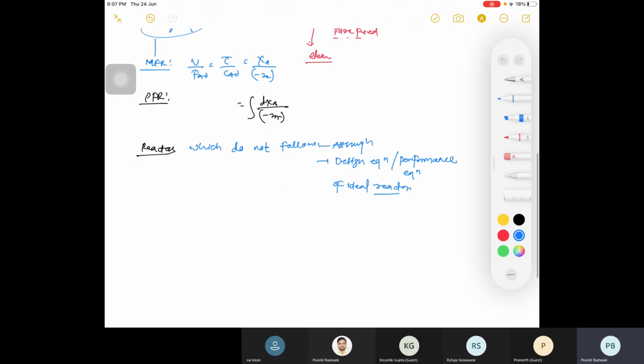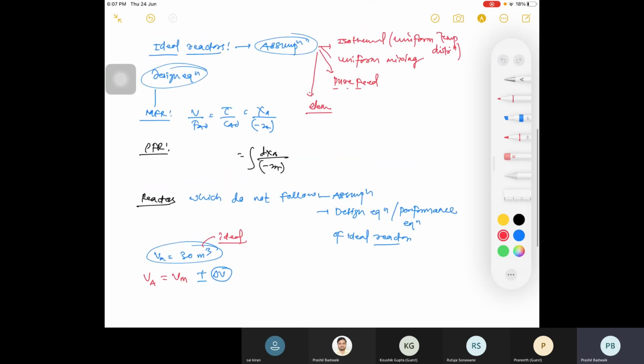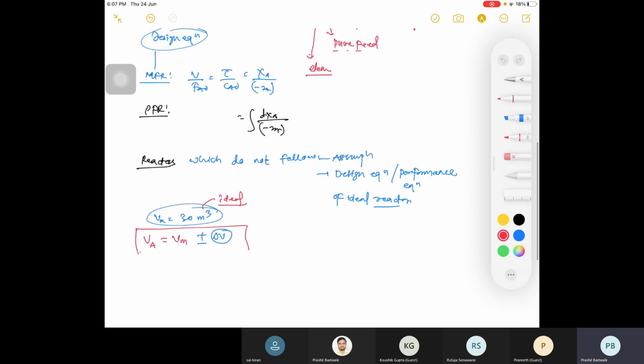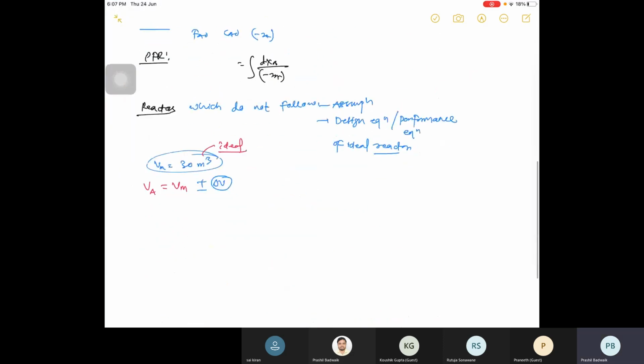So what will happen there? Suppose you have calculated the volume of MFR as 30 meter cube using your ideal equation. It may be plus minus of some delta V, right? Plus minus of delta V, and that is your non-ideality. This is your ideal, and in actual, the volume of actual MFR is equal to Vm plus minus delta V. This is your non-ideality. A little difference will come, otherwise it is the same. Okay, so these were about your non-ideal reactors.